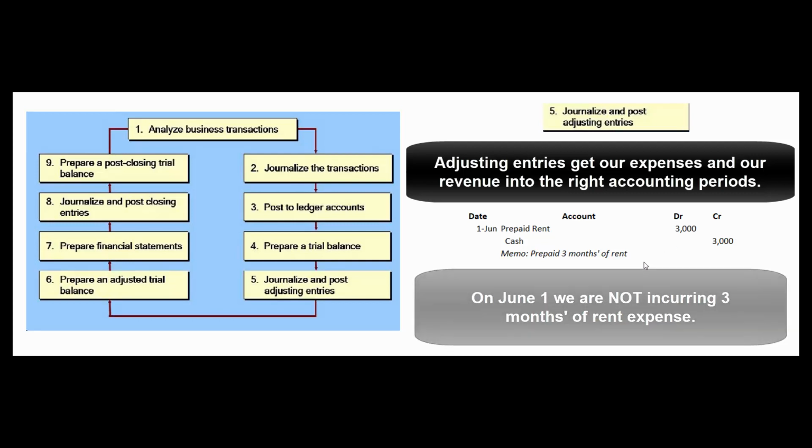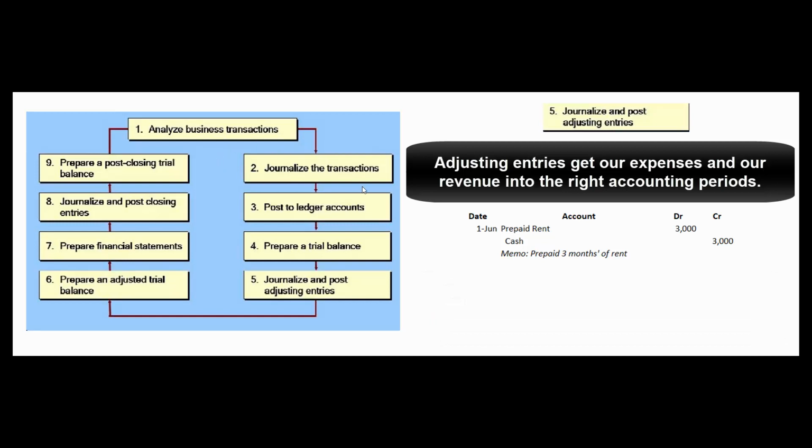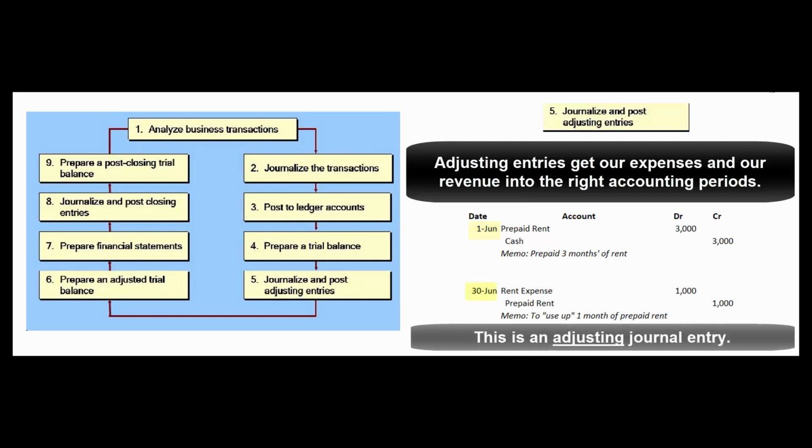So, in accordance with step 2, we journalize the transaction by debiting an account called prepaid rent. That's an asset. Assets increase with debits. Then on June 30th, we debit rent expense and use up 1 month of that prepaid rent by crediting that asset for $1,000. So now we've got that 1 month's worth of rent expense. We'll do the same thing with supplies, with insurance that we prepaid, and with depreciation expense. These are all adjusting journal entries.